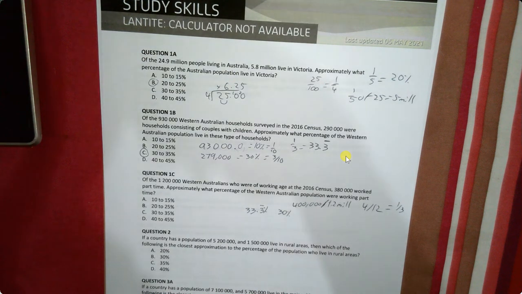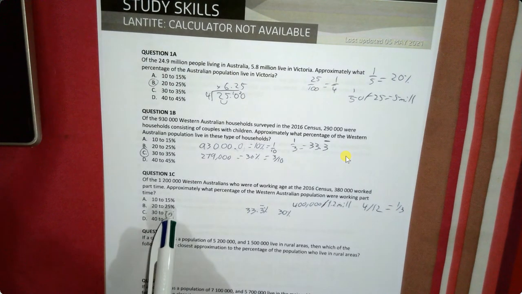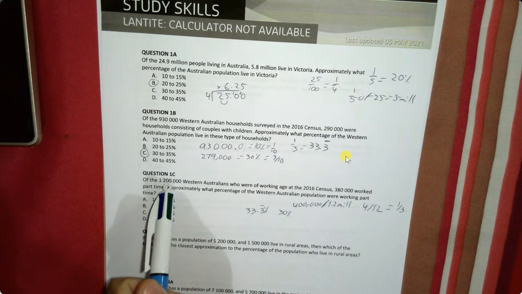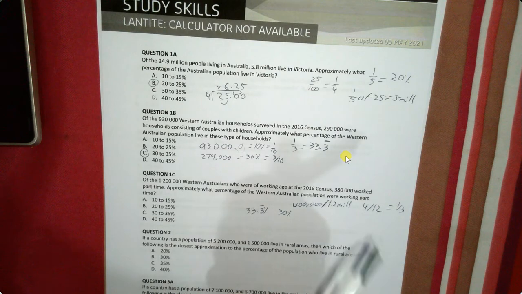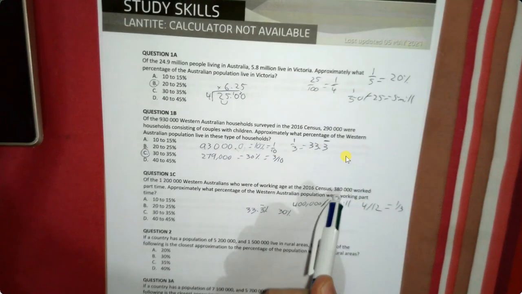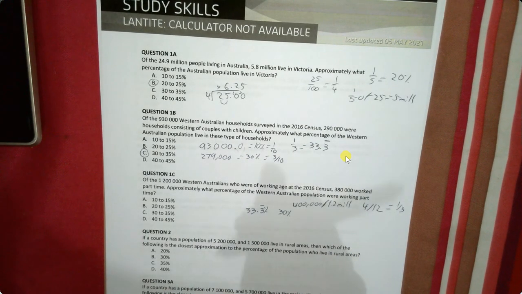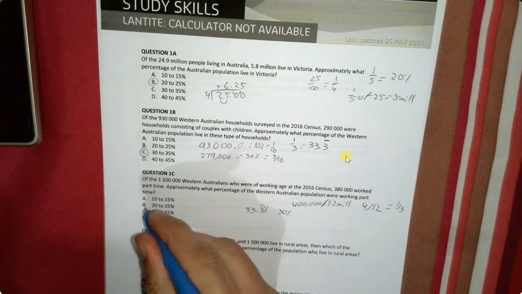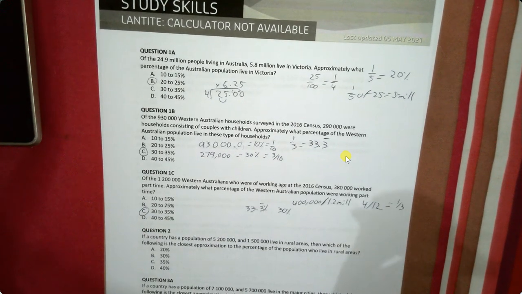If it was going to be closer to a quarter, then it would have to be a quarter of 1.2 million. A quarter of 12 is 3, so it'd be close to 300,000. Actually, it would be exactly 300,000. So this is quite a bit more than that. We're definitely at C.